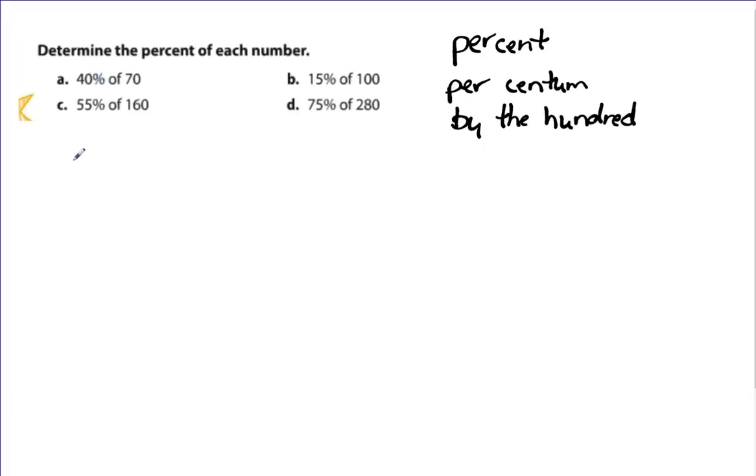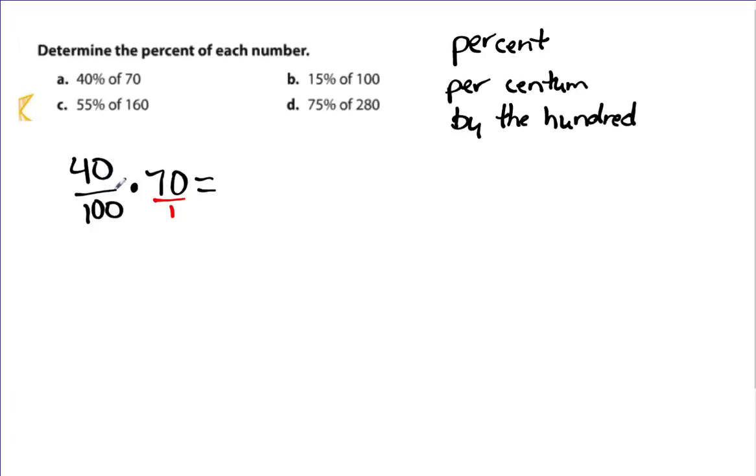So when we say 40%, it's equivalent to 40 out of 100. And then if we want to find percent of something, it's always the operation of multiplication. So we say 40 out of 100 times 70. And then at this point, it's just math. So we work this out. And now if we want to multiply fractions, we can put 70 over 1. And we can multiply straight across.